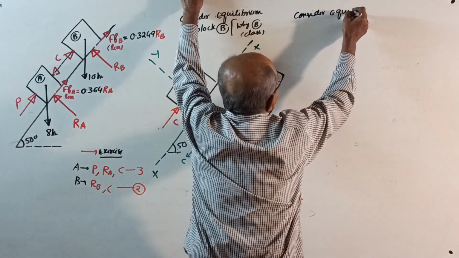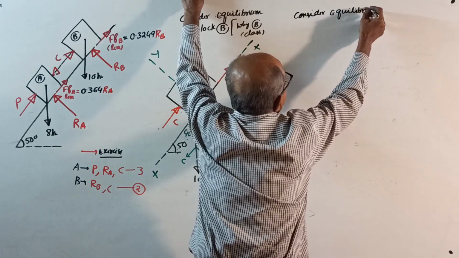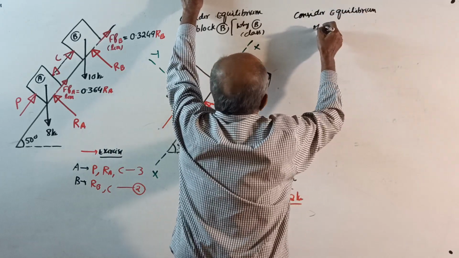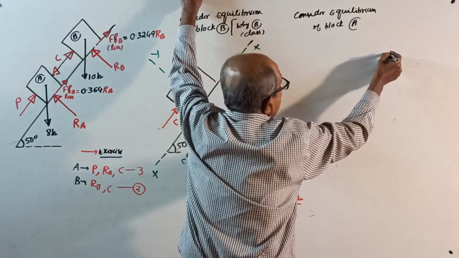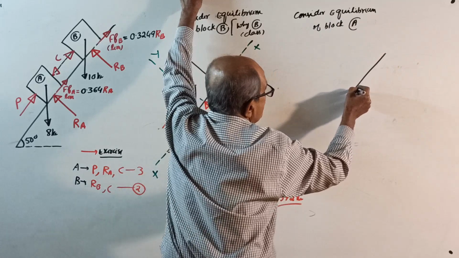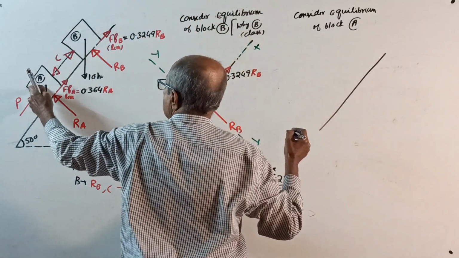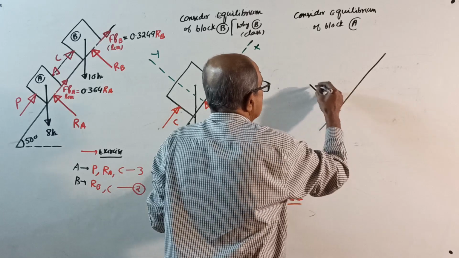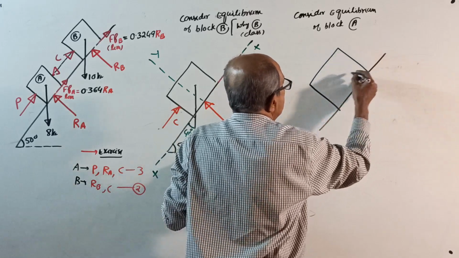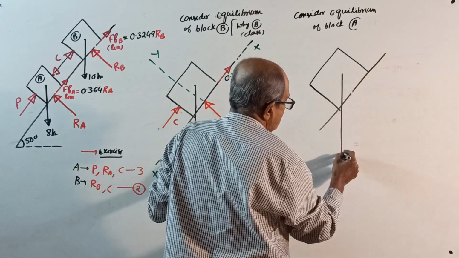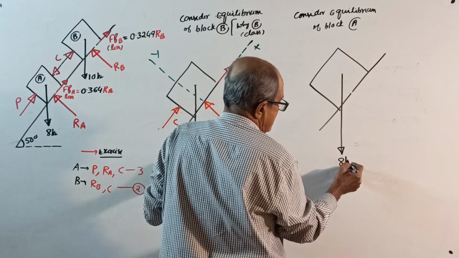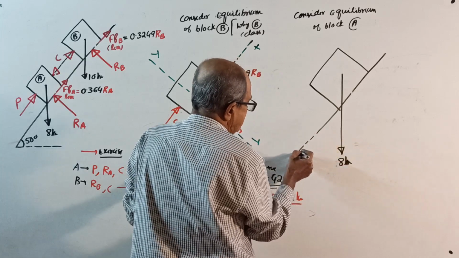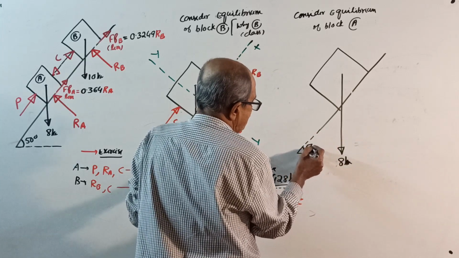Now consider equilibrium of block A. Next time I won't write that. Block A. Once again put a sketch here. See, this is the block A. Show the block here. Weight acting down. How much? 8 kilonewton. See, this block is making, once again, this angle of 50 degrees.